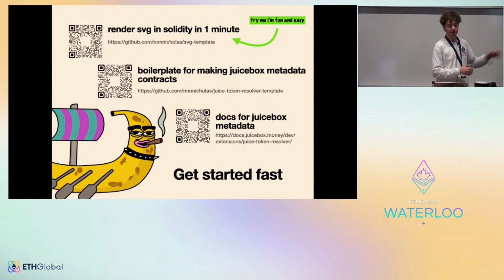Actually, before I do, I'll just explain the other links. So the first one is this SVG demo repo that I'll show you. The second one is a boilerplate. If you wanted to write your own metadata contract that's compatible with the Juicebox contracts that I wrote, you can fork this project. It has all of the imports already in there. It's going to work right out the gate. So it's sort of a little bit of stuff on top of that SVG rendering boilerplate in the first link. And the third link is to the docs for everything that I've talked about today.